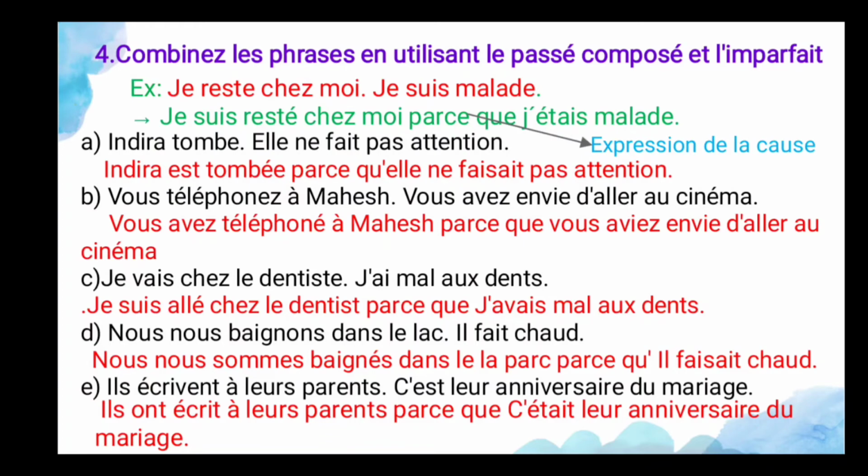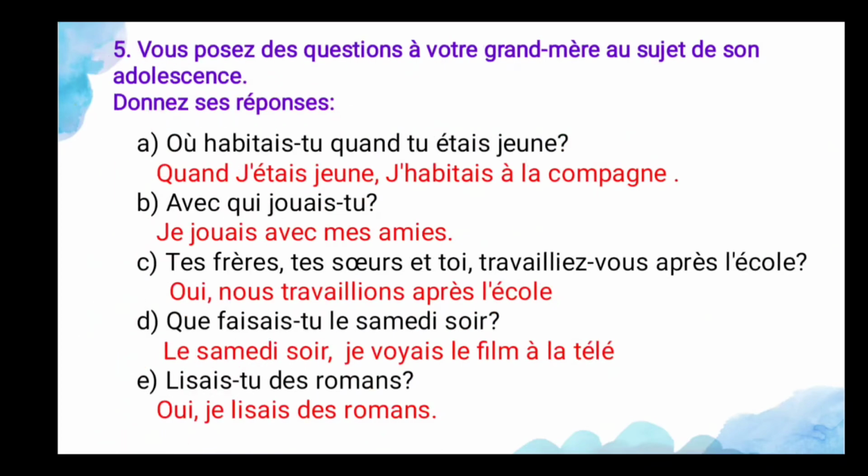This is all about the fourth exercise. You have to combine two sentences with the usage of an expression. The expression is what? Parce que. So for one you have to use a past tense and for the other one you have to use the imperfect tense. And this is all about the fourth exercise. Let us move to the fifth one.